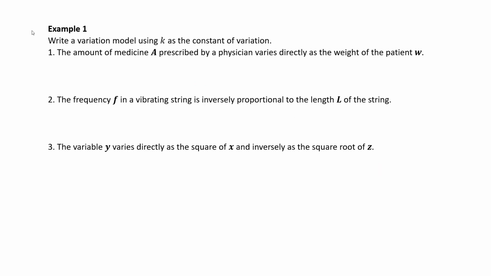So if we want to set up a model using direct variation, write a variation model using k as the constant of variation. The amount of medicine A prescribed for a physician varies directly as the weight of the patient, W. And so we would say A is equal to k times W for direct variation. The frequency F in a vibrating string is inversely proportional to the length L of the string. So we would say F is equal to k over L. The variable y varies directly as the square of x and inversely as the square root of z. So we would say y is equal to kx squared over the square root of z.